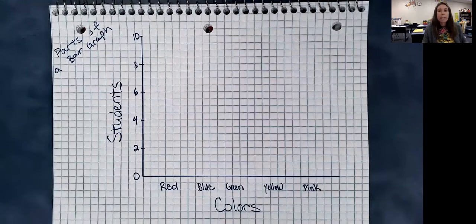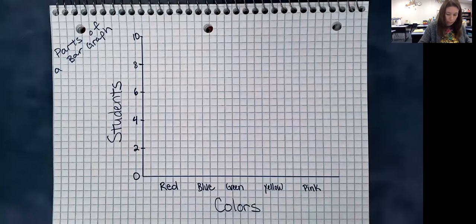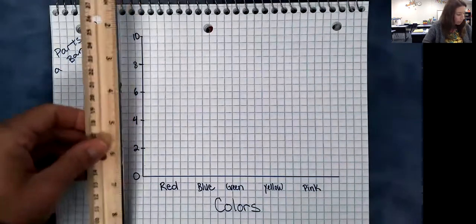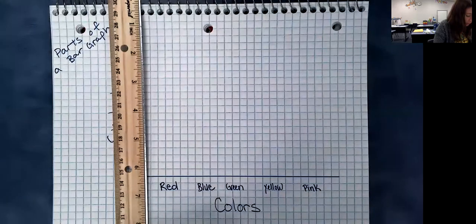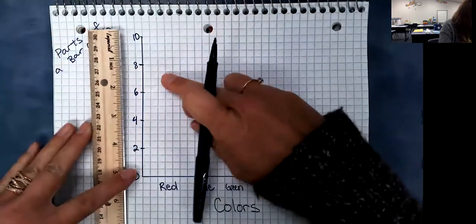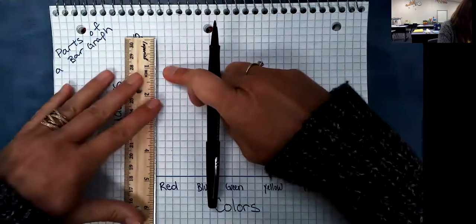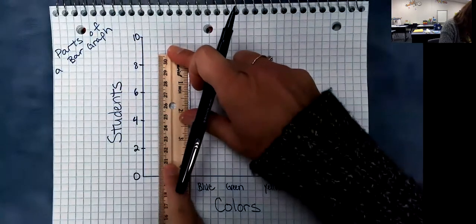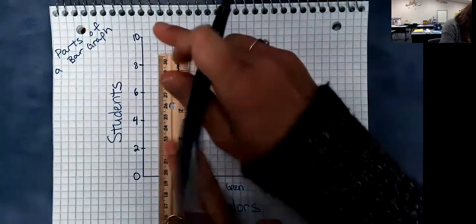Okay, so now I know from my data that 8 students liked red. Okay, so 8 students liked red. I'm gonna take my ruler here, make sure I get straight lines. I know I need to go up to 8. 8 is right here. Okay, so 8 is right there. I'm gonna make sure it's nice and straight.